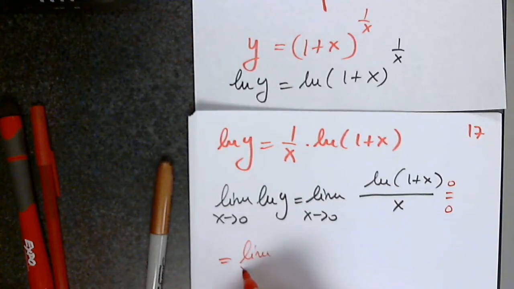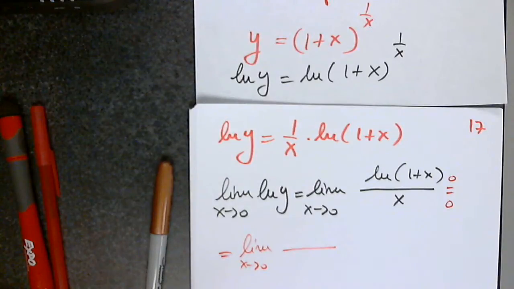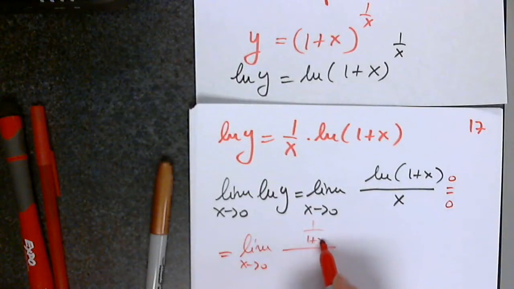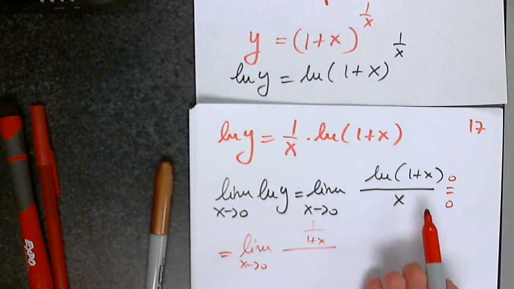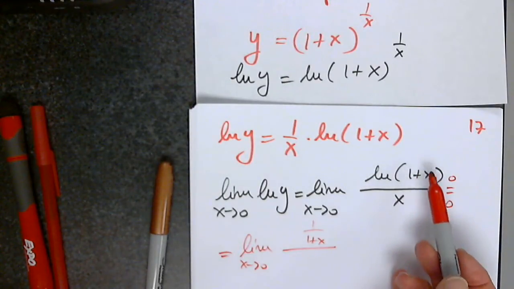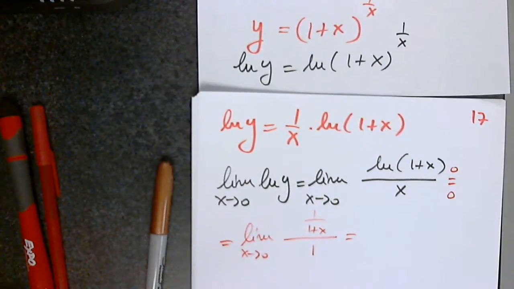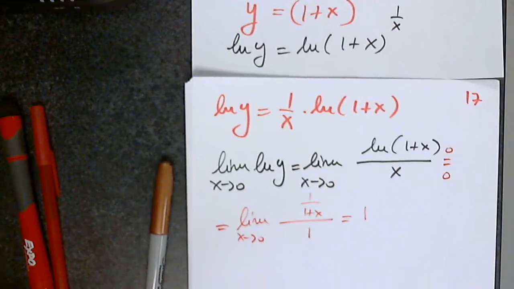So limit, x approaches 0. What is the derivative of the top? Natural log u is 1 over u times u prime. But u prime is? How much is this prime? 1. And the denominator prime is? 1. So this limit is? How much? 1. When x approaches 0, 1 over 1 is 1.